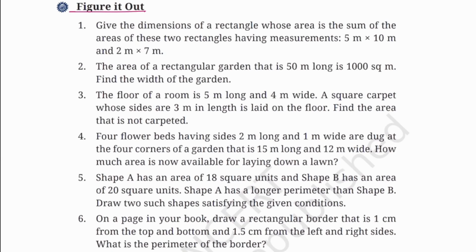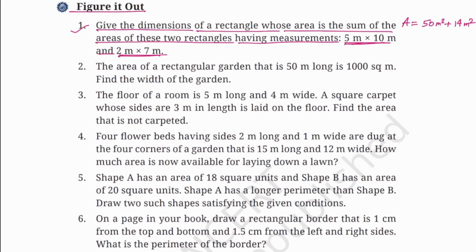Figure it out. 1. Give the dimension of a rectangle whose area is the sum of the areas of two rectangles having measurements 5 meter into 10 meter and 2 meter into 7 meter. Area will be sum of area of the two rectangles, that is 5 meter into 10 meter, that is 50 square meter, and 2 into 7 square meter, that is 14 square meter. The area will be 64 square meter.